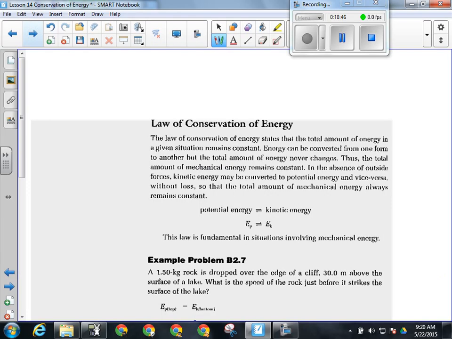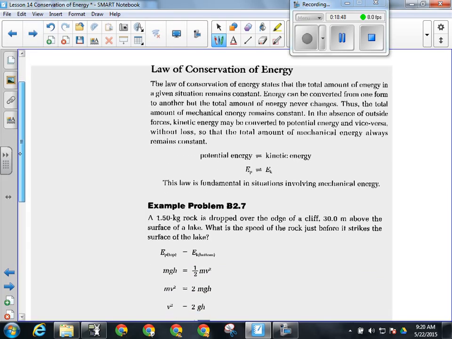All right, we already did those. So the law of conservation of energy works like this, and you've got this page in your booklet there as well. The law of conservation of energy states that the total amount of energy in a given situation remains constant. Energy can be converted from one form to another, but the total amount of energy never changes. The total amount. So when we're talking about that arrow example, as the arrow travels up into the air, it's losing kinetic because its kinetic is being turned into potential. And on the way back down, the opposite is true. The potential energy is being turned into kinetic.